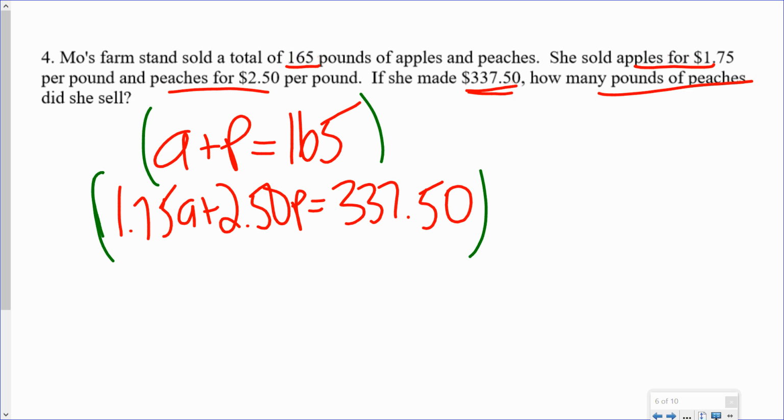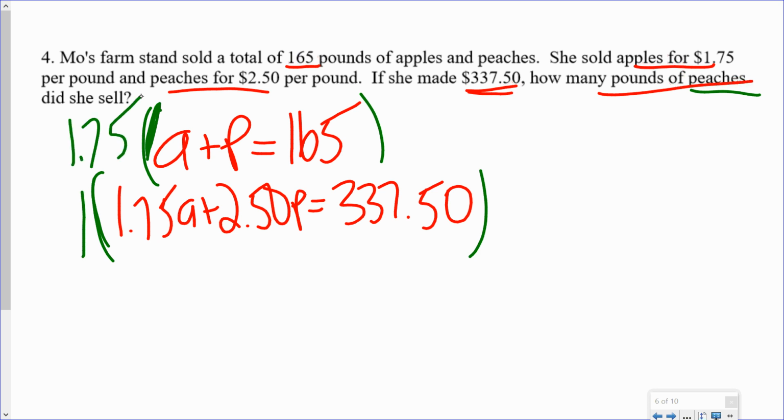Normally I say pick a variable to cancel. We could take a little shortcut here. Since I want to know peaches, I want to get my A's to cancel. So multiply each equation by the other's coefficient. 1 goes on bottom, 175 goes on top.